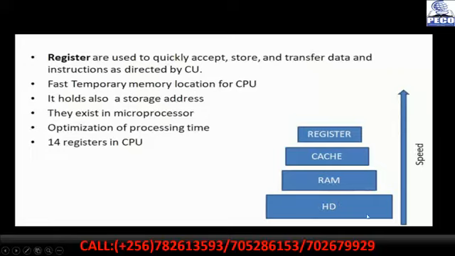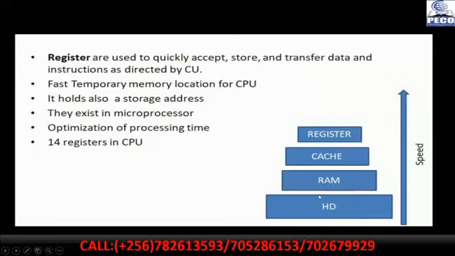Usual information is stored within the hard disk. If information is read from the hard disk, it has been stored there permanently. The hard disk operates at a very low speed. That's why this arrow shows that as we move up, the next level is a more speedy storage device.